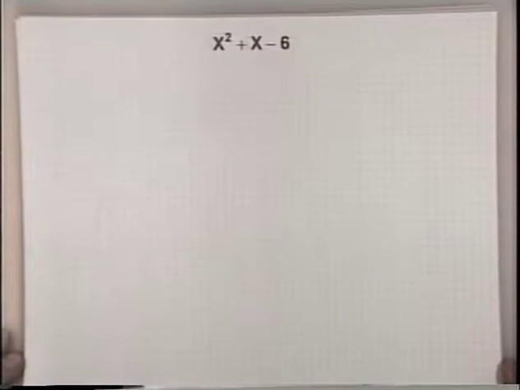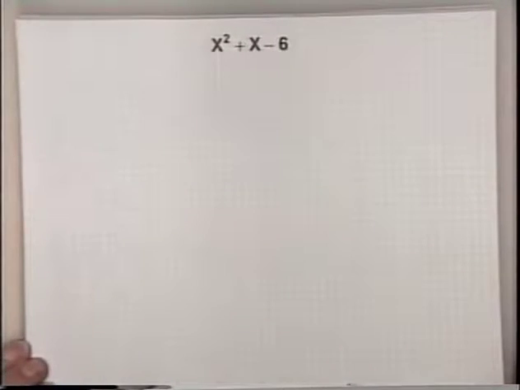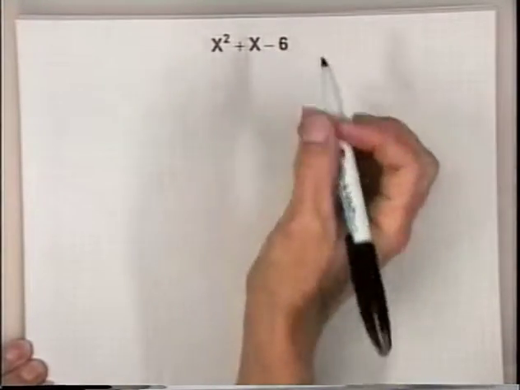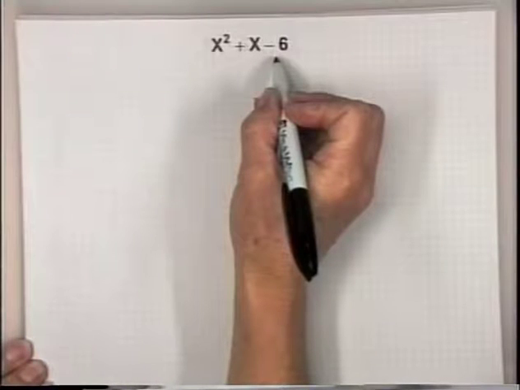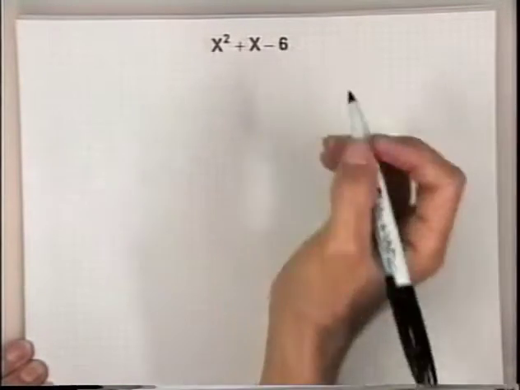X squared plus x minus 6. Again, there is not a common factor here. Notice this time our third term is negative. This tells me that I will have opposite signs in my factors.